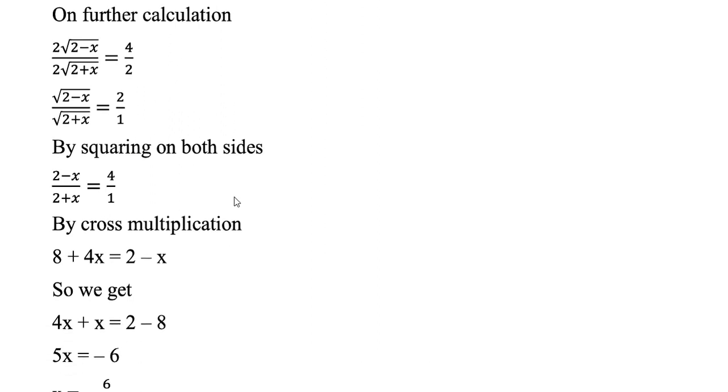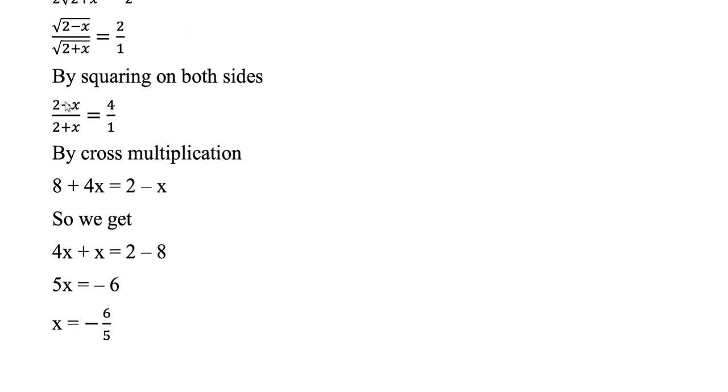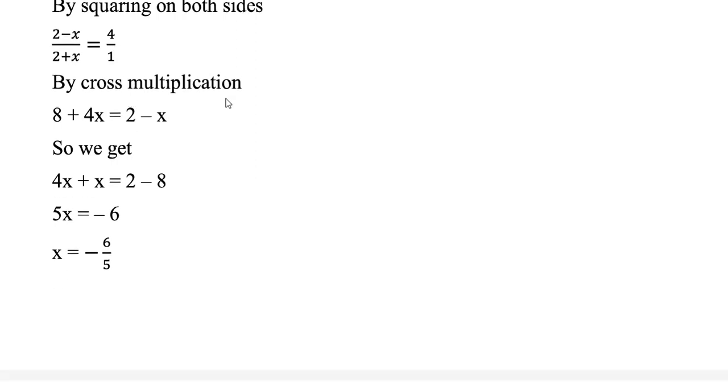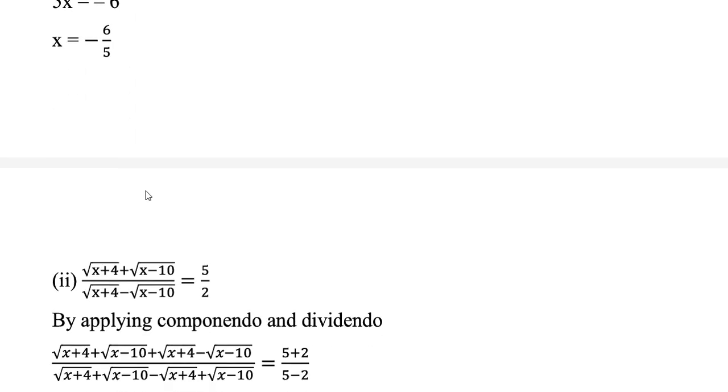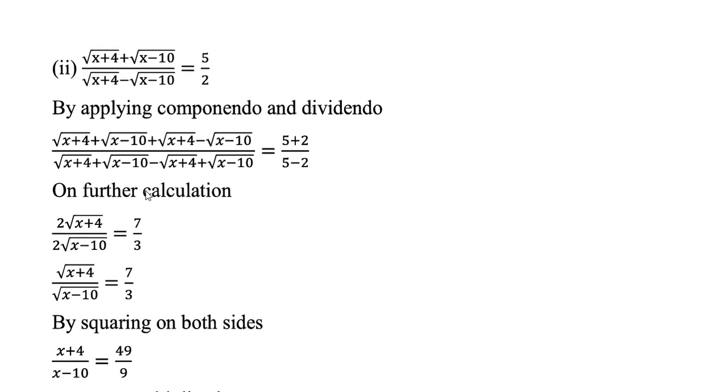So on further calculation, a little bit of calculation, that is 1 or 2 steps. After squaring both the sides. Why are we squaring? Because root is there. Once we square it, the roots will vanish. So we will get 2 minus x divided by 2 plus x is equal to 4 by 1. After that cross multiplication, you will get x is equal to minus 6 by 5. Come to the next problem.